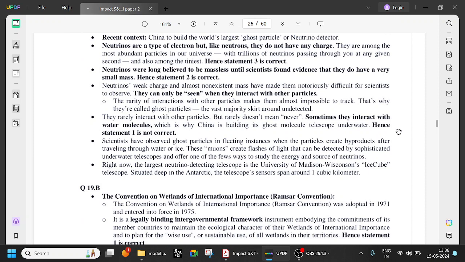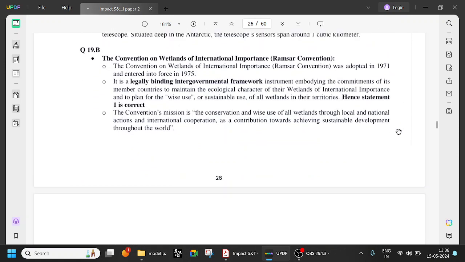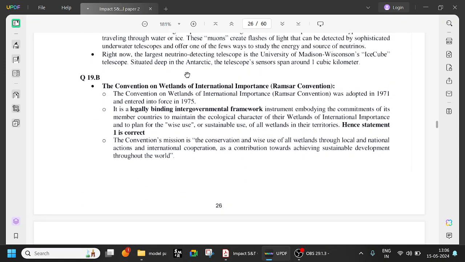So let us quickly look at Ramsar Convention. The Convention on Wetlands of International Importance is the Ramsar Convention. Ramsar is in Iran. The first thing that has to come to your mind with the Ramsar Convention is wetlands. For example, Harike wetlands, Kolleru Lake, etc. Harike wetlands is in Punjab. So let us look at it.